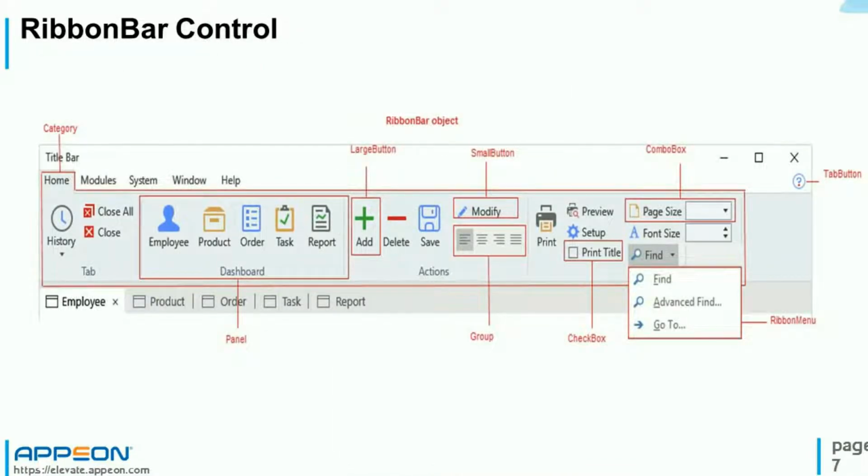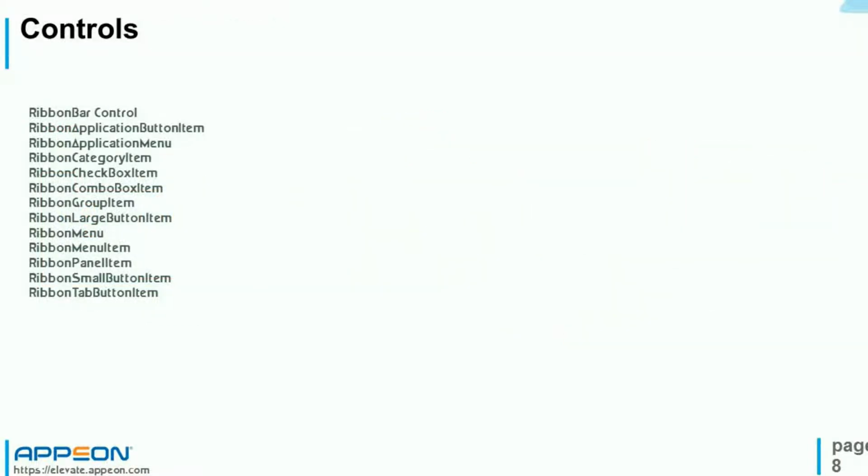So here's an example of the RibbonBar control. And as you can see, it has a variety of different sub-objects, if you will: categories, large and small buttons, combo boxes, check boxes, radio buttons, panels, groupings of things. And all of this is defined by either an XML template or programmatically created in PowerScript. Here's a list of the controls on a RibbonBar.